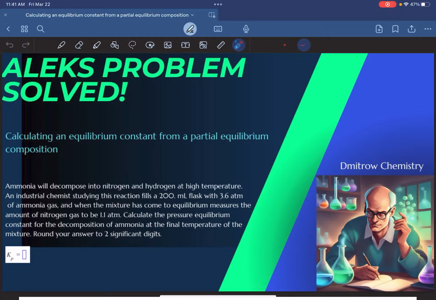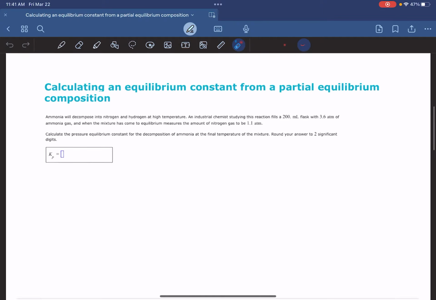Okay, so what we're going to do today is take a look at calculating the equilibrium constant from partial equilibrium information. Remember, we always said there are two problems they can give you. They can either ask you to solve for the equilibrium constant and give you a bunch of equilibrium values, or they can ask you to solve for the concentration and give you the K value. In this case, they're asking us to solve for K and giving us the values. So let's take a look at the actual problem.